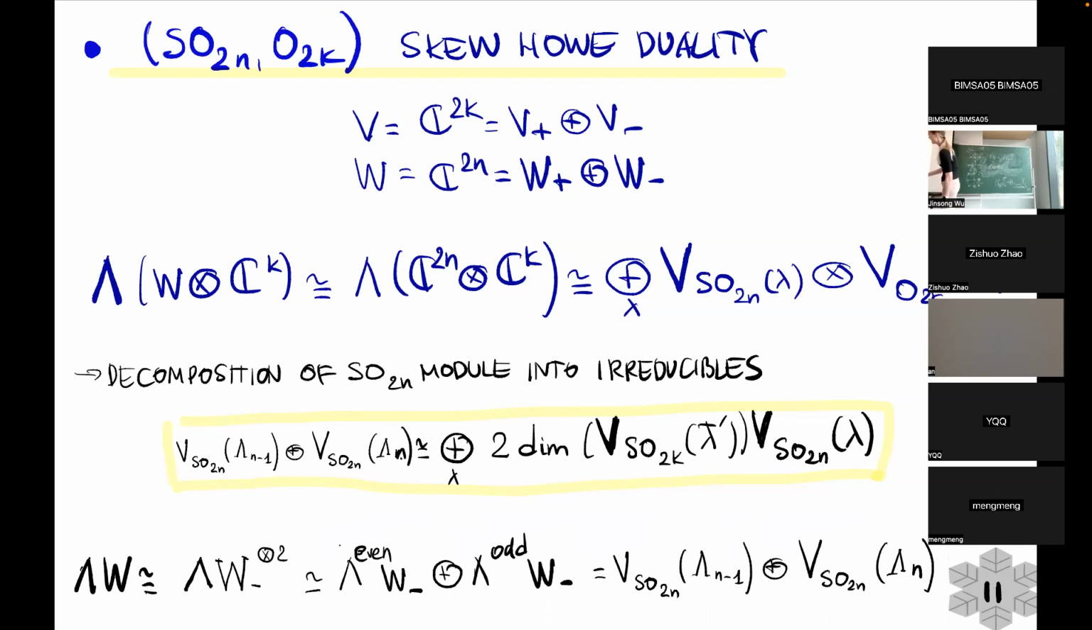What's important to understand is that here we can decompose a tensor power of the sum of two fundamental representations. Because the exterior algebra of the standard representation, which we are looking at in the very end, could be decomposed into the sum of even and odd powers. And these two modules are exactly the last fundamental module of SO(2N) and the one before that. So this is the sum that we take the tensor power of, and then it could be decomposed.